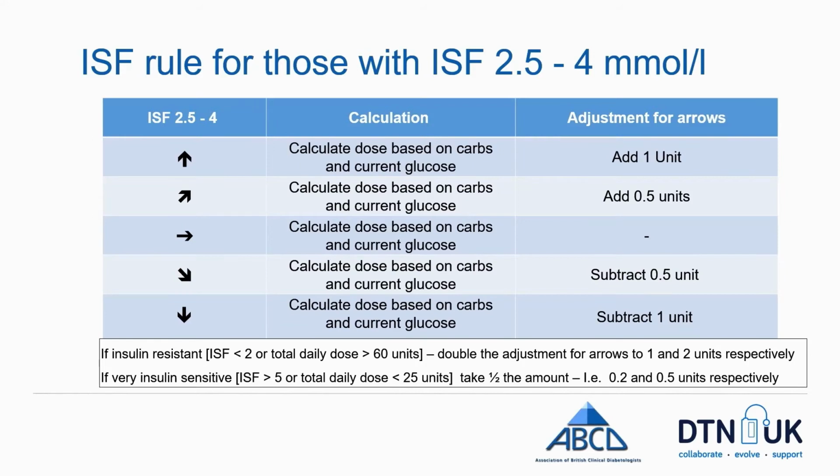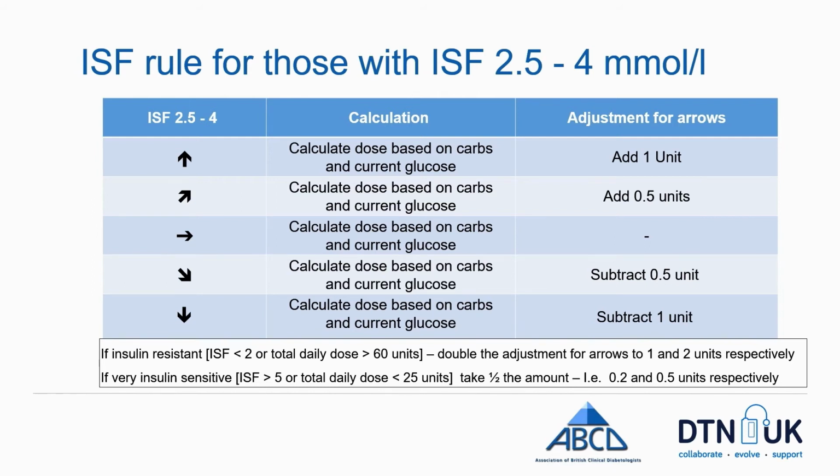So the first rule is the ISF, or the insulin sensitivity factor rule. This table just tells you what you might do if your ISF is between 2.5 to 4 millimoles per litre, and that should cover most people. So again, if you've got an arrow going straight up just pre-meal when you're taking your insulin, you do your normal calculation based on the amount of carbs you're going to eat and what your current blood sugar is, and just add 1 unit to whatever's calculated and take that.